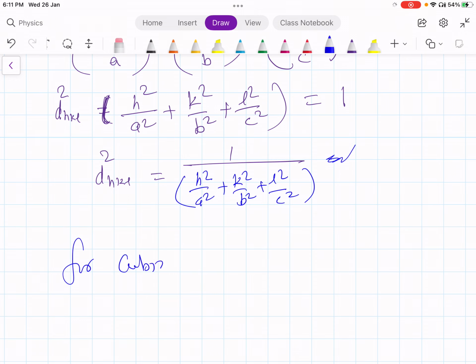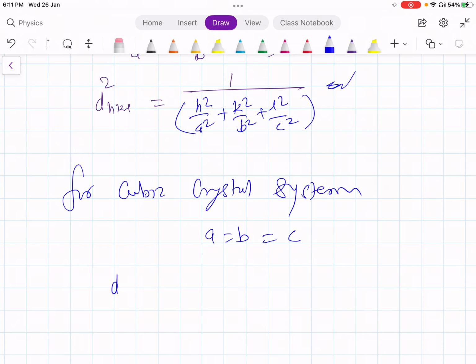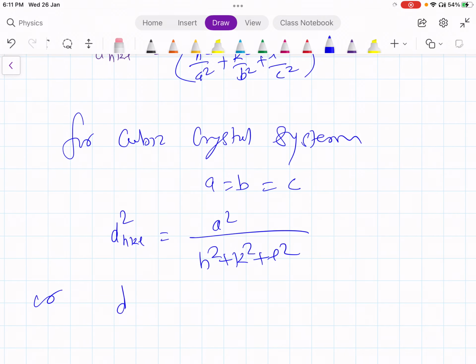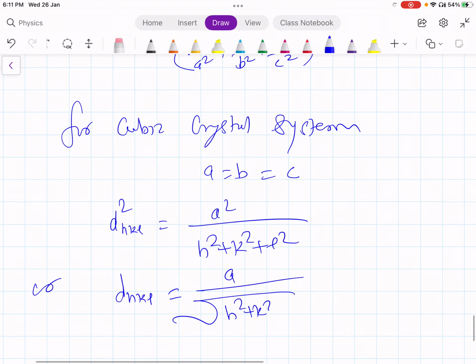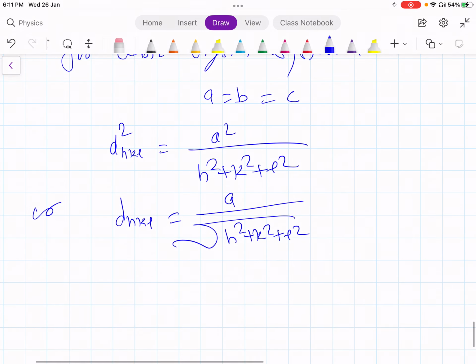For the cubic crystal system, you know that a equals b equals c, and therefore d square is equal to a square upon h square plus k square plus l square, or d suffix hkl is equal to a upon square root of h square plus k square plus l square. So this is the interplanar spacing, and you can find the interplanar spacing for different planes.